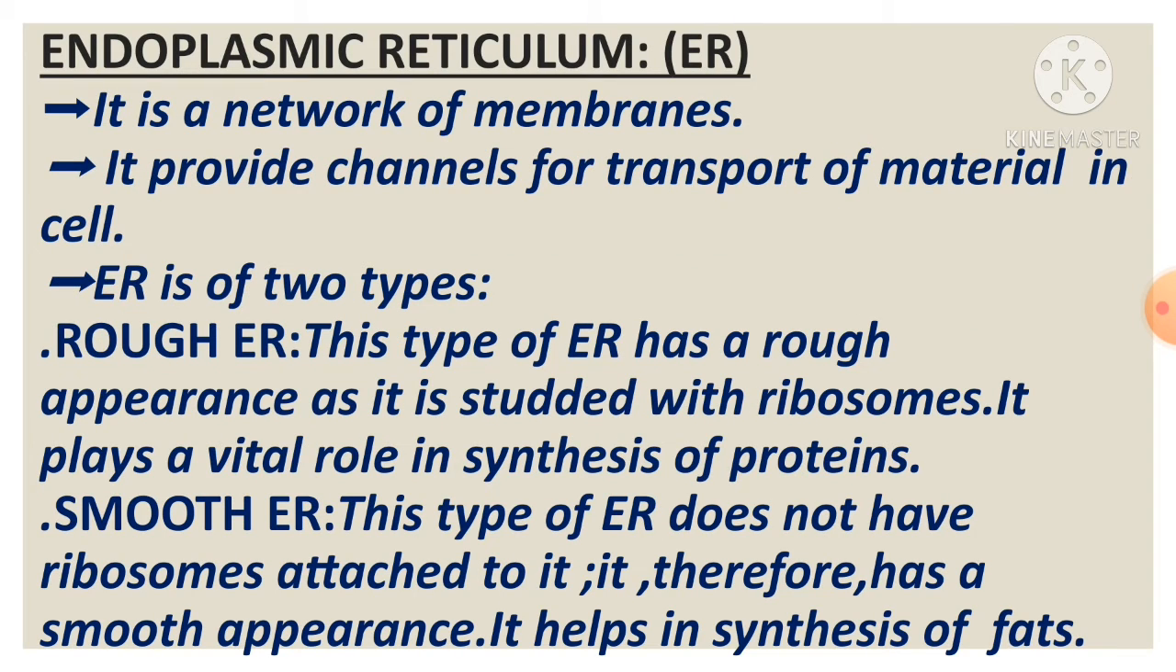Endoplasmic reticulum, denoted as ER. It is a network of membranes. It provides channels for transport of material in the cell. ER is of two types, rough ER and smooth ER. Rough ER: this type of ER has a rough appearance as it is studded with ribosomes. It plays a vital role in synthesis of proteins. Smooth ER: this type of ER does not have ribosomes attached to it. It therefore has a smooth appearance. It helps in synthesis of fats.